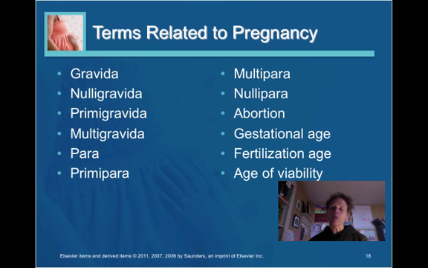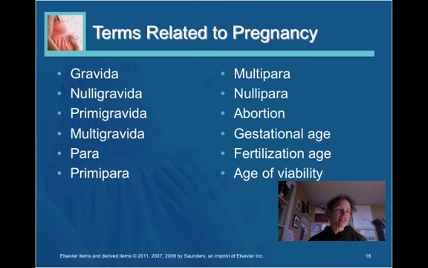Nulligravida means that the person has not had any pregnancies. Sometimes that will be indicated by gravida 0. Primigravida means that this is a woman who's pregnant for the first time. Multigravida means that the woman has been pregnant many times. Sometimes you will see an abbreviation G followed by a number. So gravida 2, and that indicates to you that this person has had 2 pregnancies.